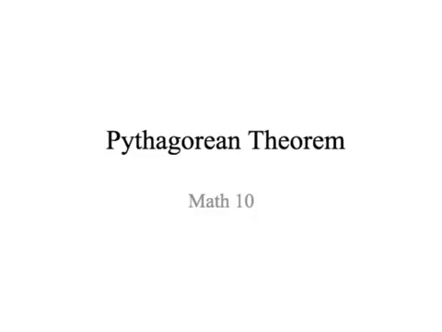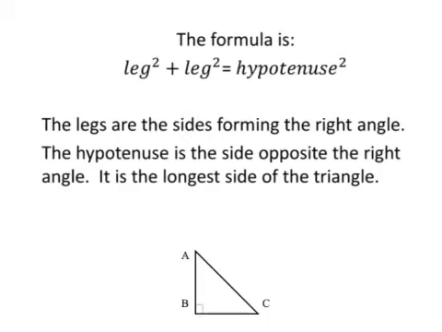We're going to begin our talk on right triangles. The first thing we're going to use is the Pythagorean Theorem. You use the Pythagorean Theorem to find a missing leg or hypotenuse.